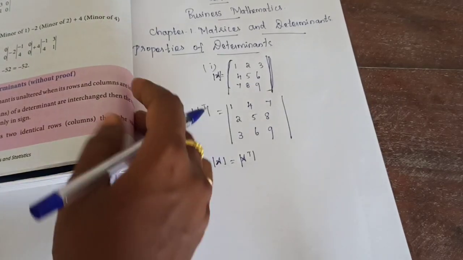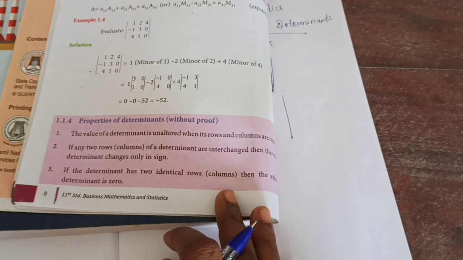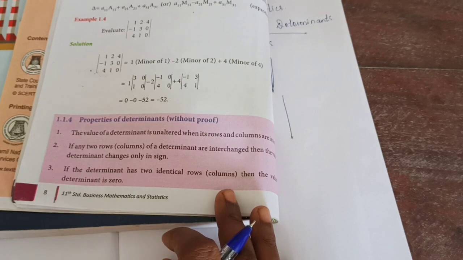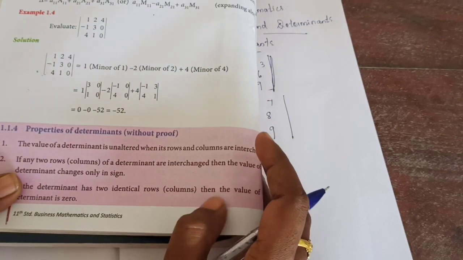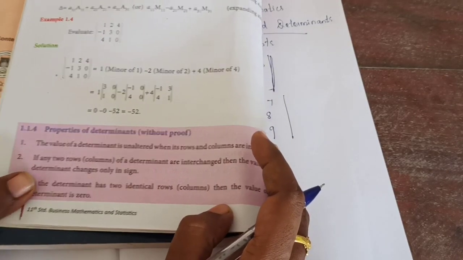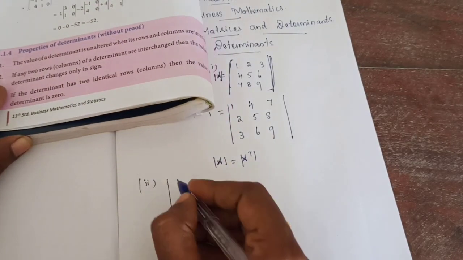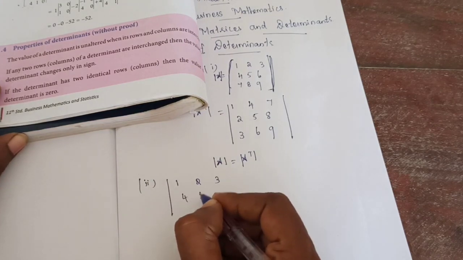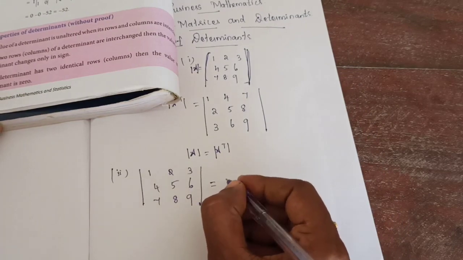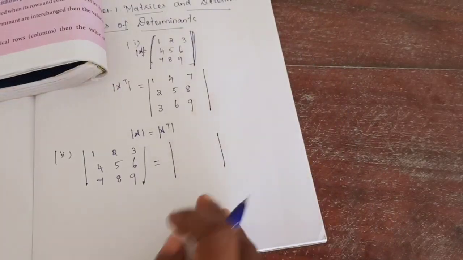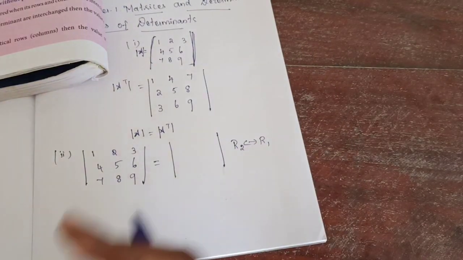Then the second property: if any two rows or columns of the determinant are interchanged, then the value of the determinant changes only in sign. Any two rows or columns. For that I am giving one example. The same example we can take: 1, 2, 3; 4, 5, 6; 7, 8, 9. Now I can interchange any two rows or columns. I am going to interchange R1 and R2.